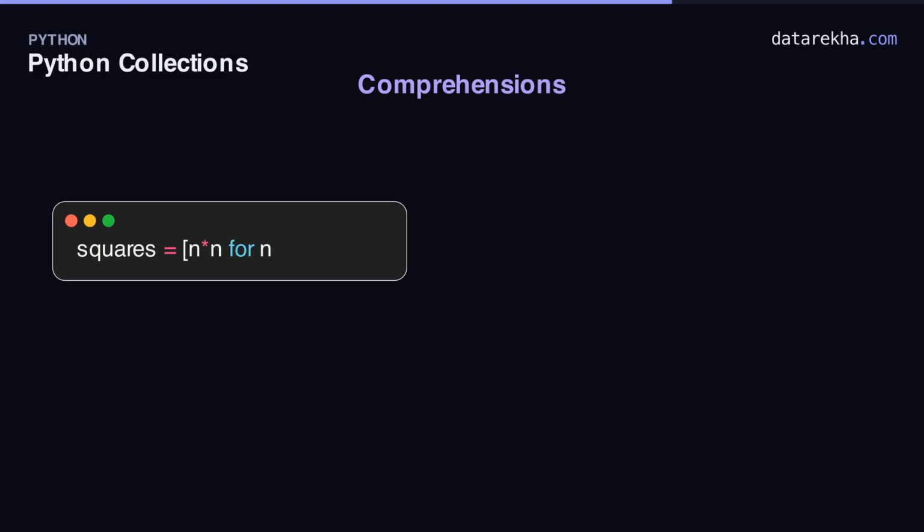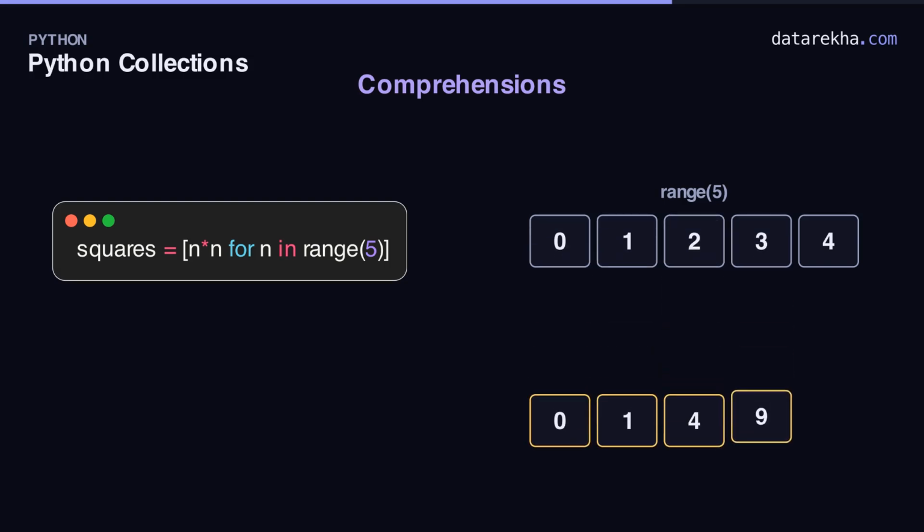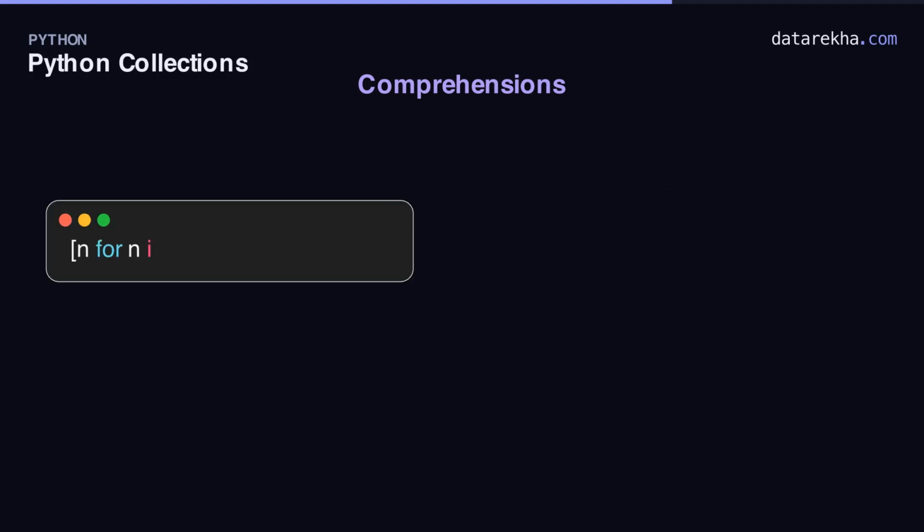A comprehension is a one-line factory that builds a new list. Read it left to right as a pipeline. The source is range 5, the numbers 0 through 4. Each number flows through the transform, n times n, squaring it, and drops into the output list: 0, 1, 4, 9, 16. You can also add a filter.